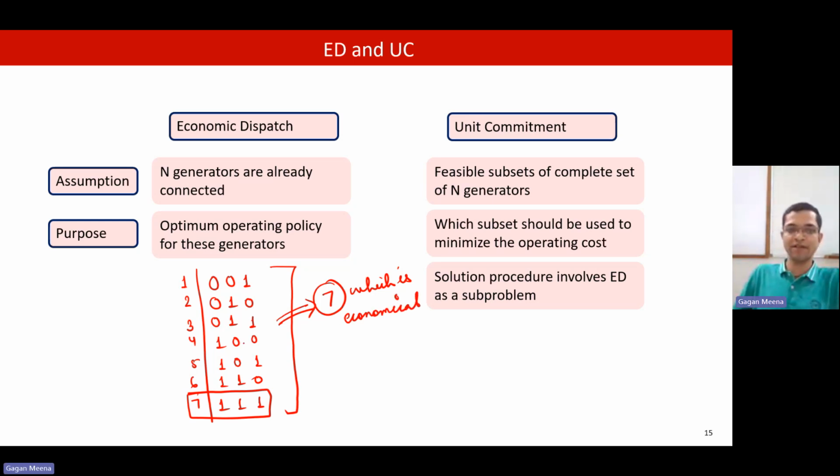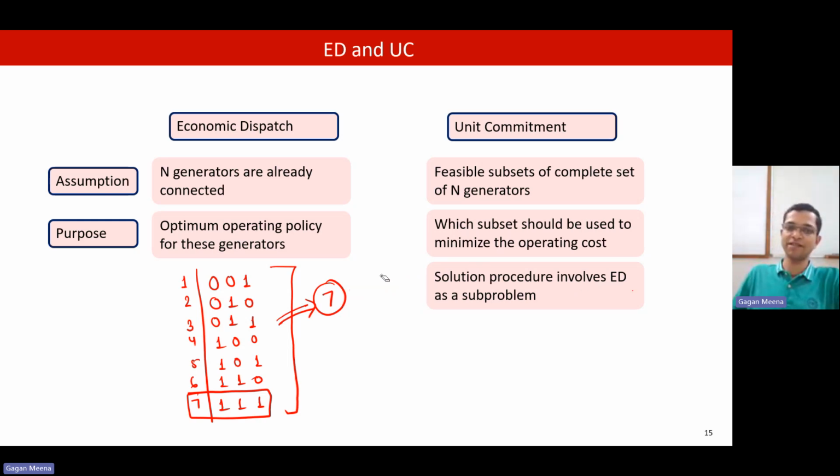It may be possible, as we have seen in the previous example, that using only one generator might be sufficient, and that might be more economical than using all the 3 together. And if using only one generator is more economical, then I will use only one of them. So here the purpose is to decide which subset should be used to minimize the operating cost. And thus we can see the solution procedure involves ED as a subproblem.